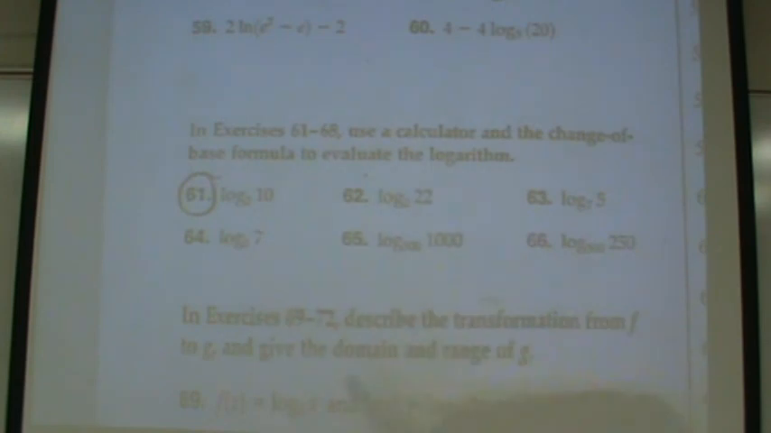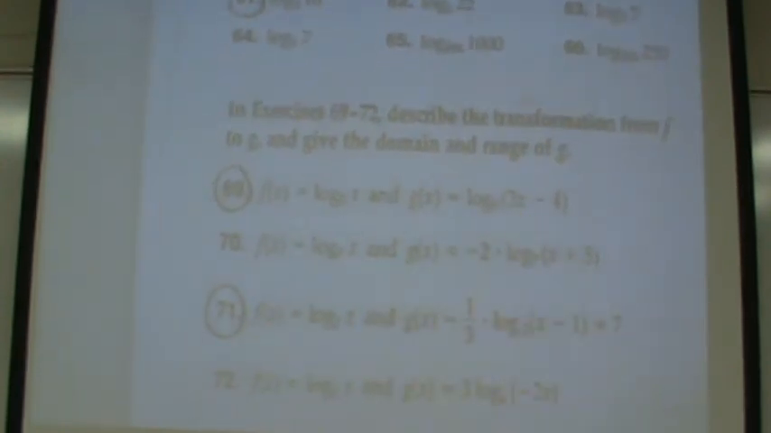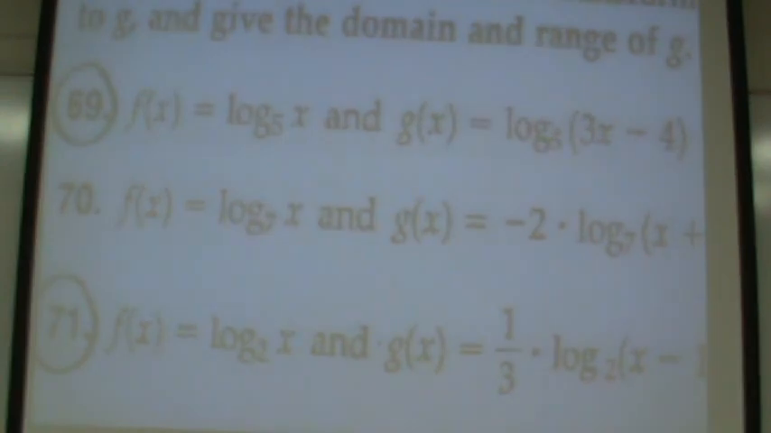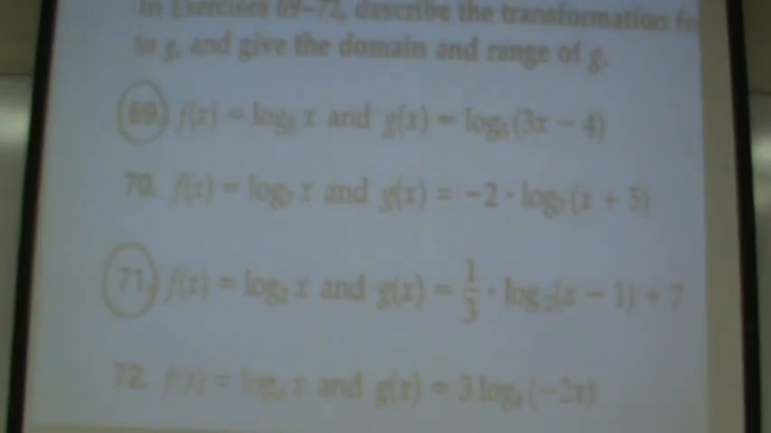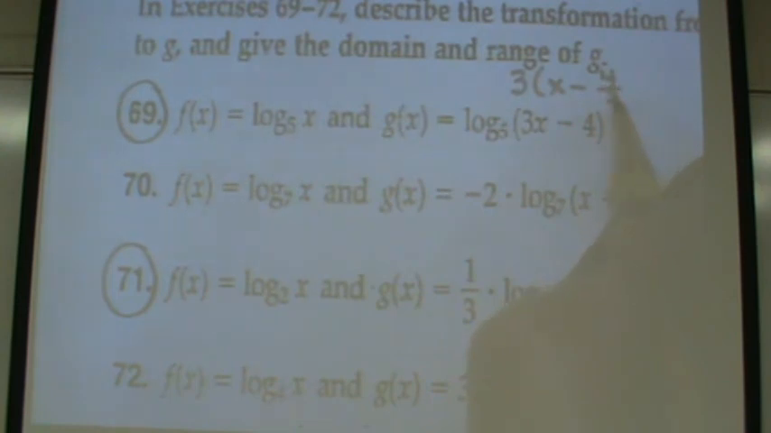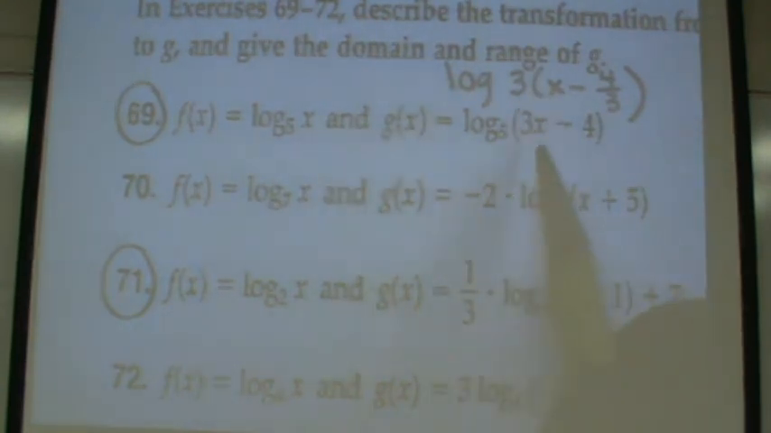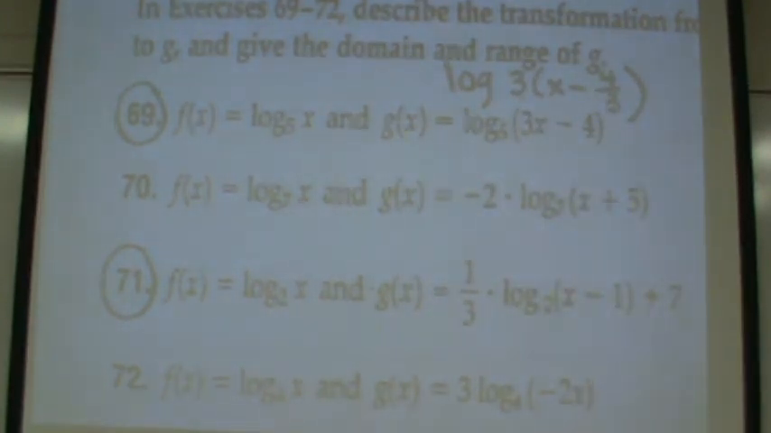And then for 69 and 71, all you have to do is describe the transformation. So what should you do with this 3 right here? This is an old school problem. What should you do with the 3? Pull it out. You pull this 3 out, don't forget. Remember that? So this is going to be a horizontal compression by 1/3 and then 4/3 units to the right. And we worked with those, we did a lot of those.